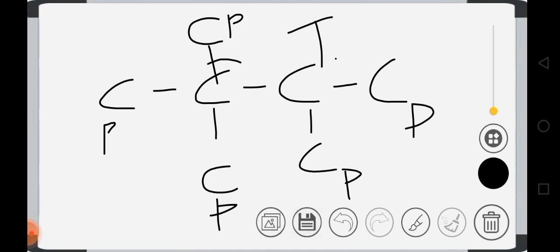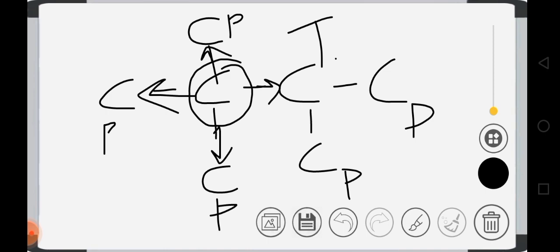Now, what about this other one here? This last one is attached to this, so it's attached to four other carbons. So this one that is attached to four other carbons is called quaternary carbon. That's what we call it. Quaternary carbon. You take note of that.